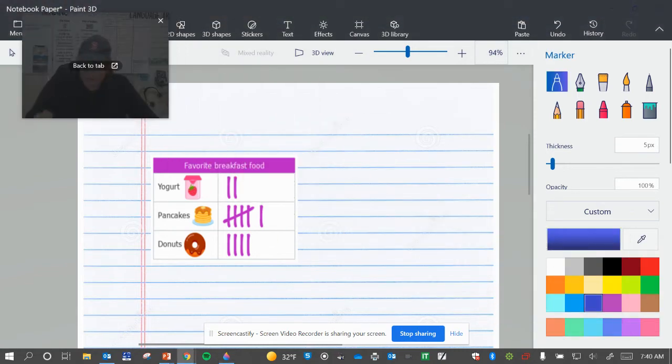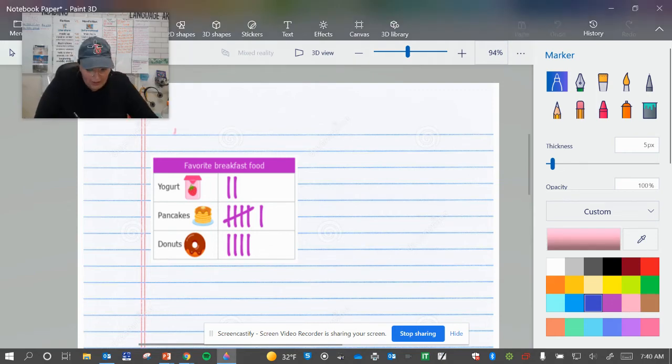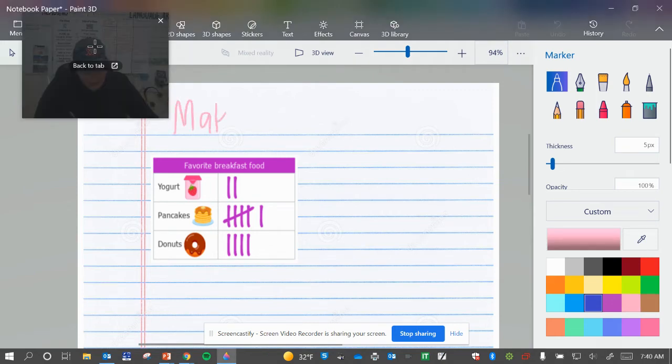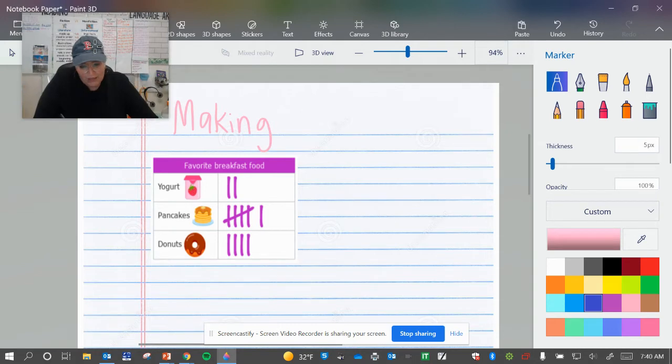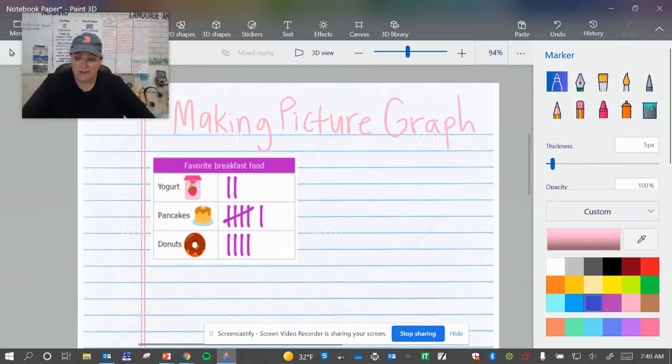Let me move my little self up there. So we're going to write making picture graphs. Another way to say this would be a pictograph. So you'll hear me say both just because I've called it both during my teaching time and it's been called different things. So it means the same thing though. Picture graph, pictograph, same thing. Okay. Pictograph is one word though.